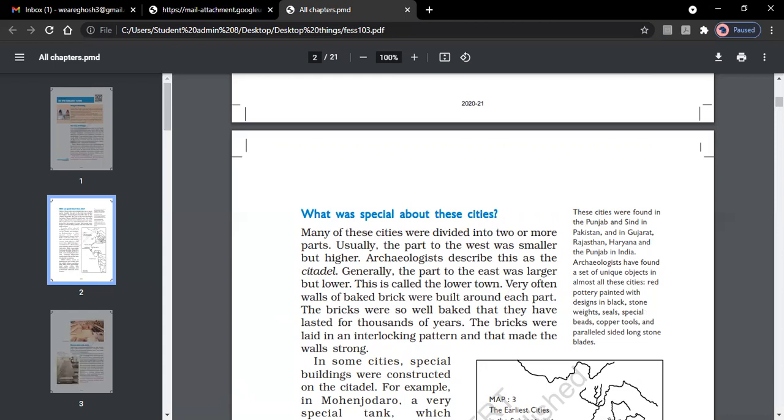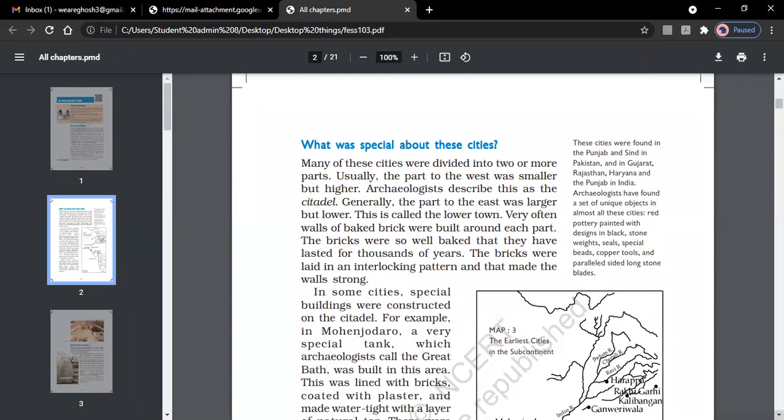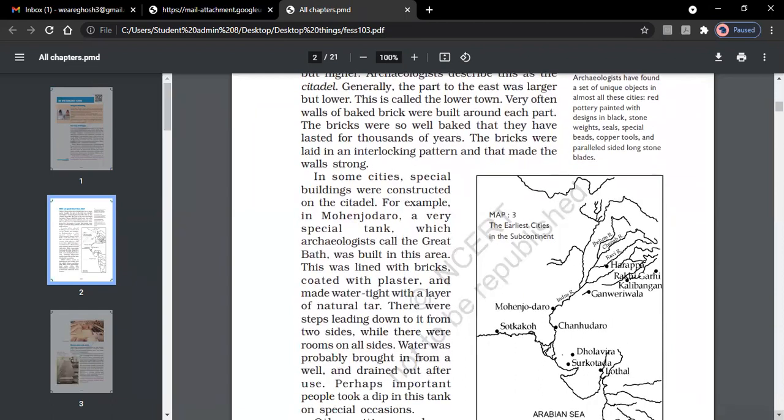Okay, let's go down. See, underline another major thing, that is the Great Bath. The Great Bath is a very important thing and a very special thing of these cities. And the question you get is: give a brief account of the Great Bath. Always remember, it's a very important question.